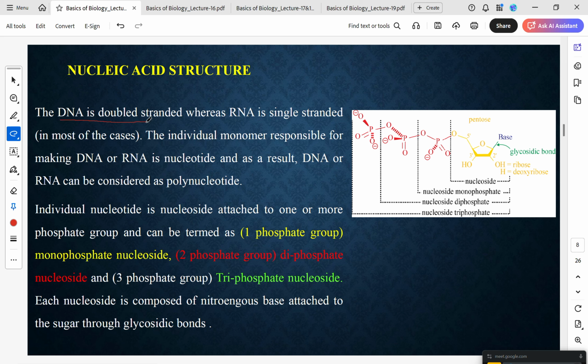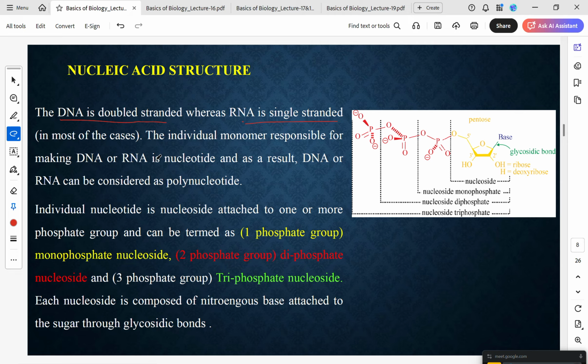Again, DNA is double-stranded, whereas RNA is single-stranded. However, there are cases in viruses where double-stranded RNA is found, but that is the only case where double-stranded RNA is found. In the mammalian systems, till date, there is no double-stranded RNA found.